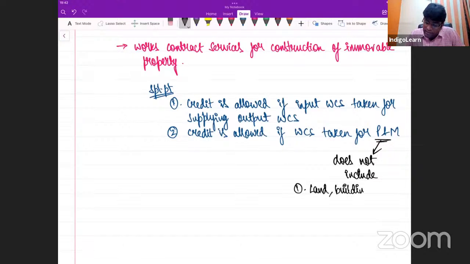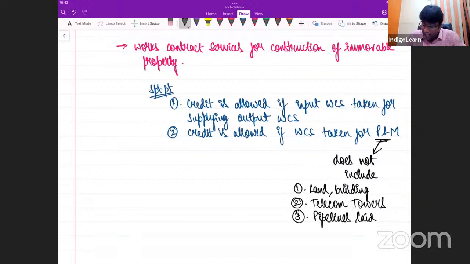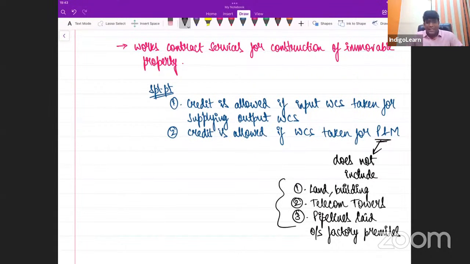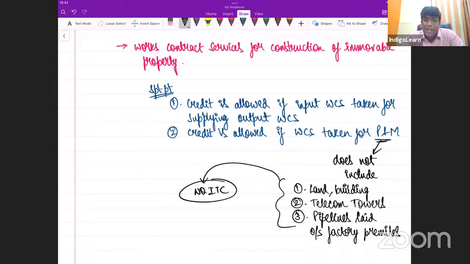land or building. Number two, telecom towers, telecommunication towers, that is your towers that they put on top of buildings. Third one, pipelines laid outside factory premises. So there are three things which are not covered in plant and machinery, friends. For these three things, no input tax credit, because if it is related to plant and machinery, credit is allowed. If it is not related to plant and machinery, credit is not allowed. So for these three things, we cannot claim input tax credit.